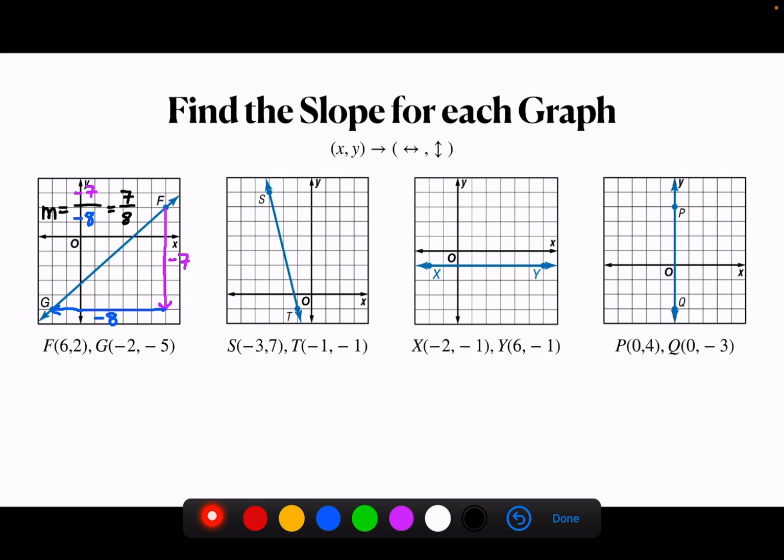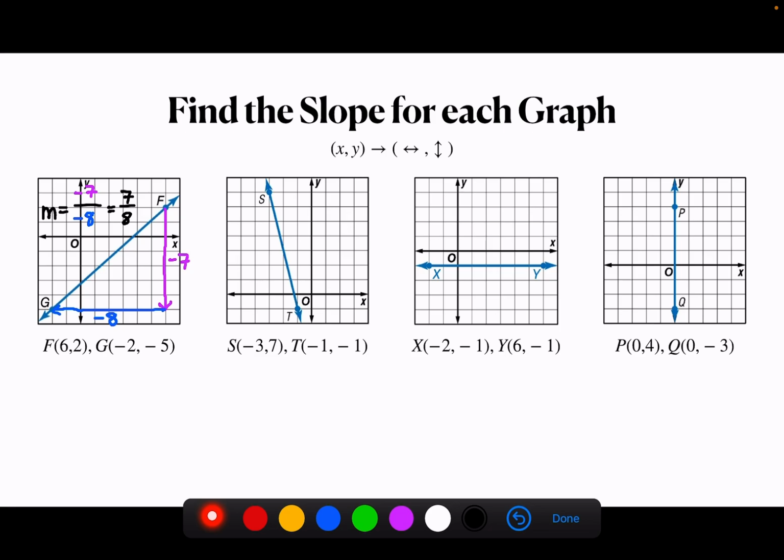All this tells us right now is that our slope is positive, so it's going upwards from left to right, and it's going on a pattern from 7 units up, 8 units to the right. So every 7 units up and 8 units to the right, you should hit the line every time.